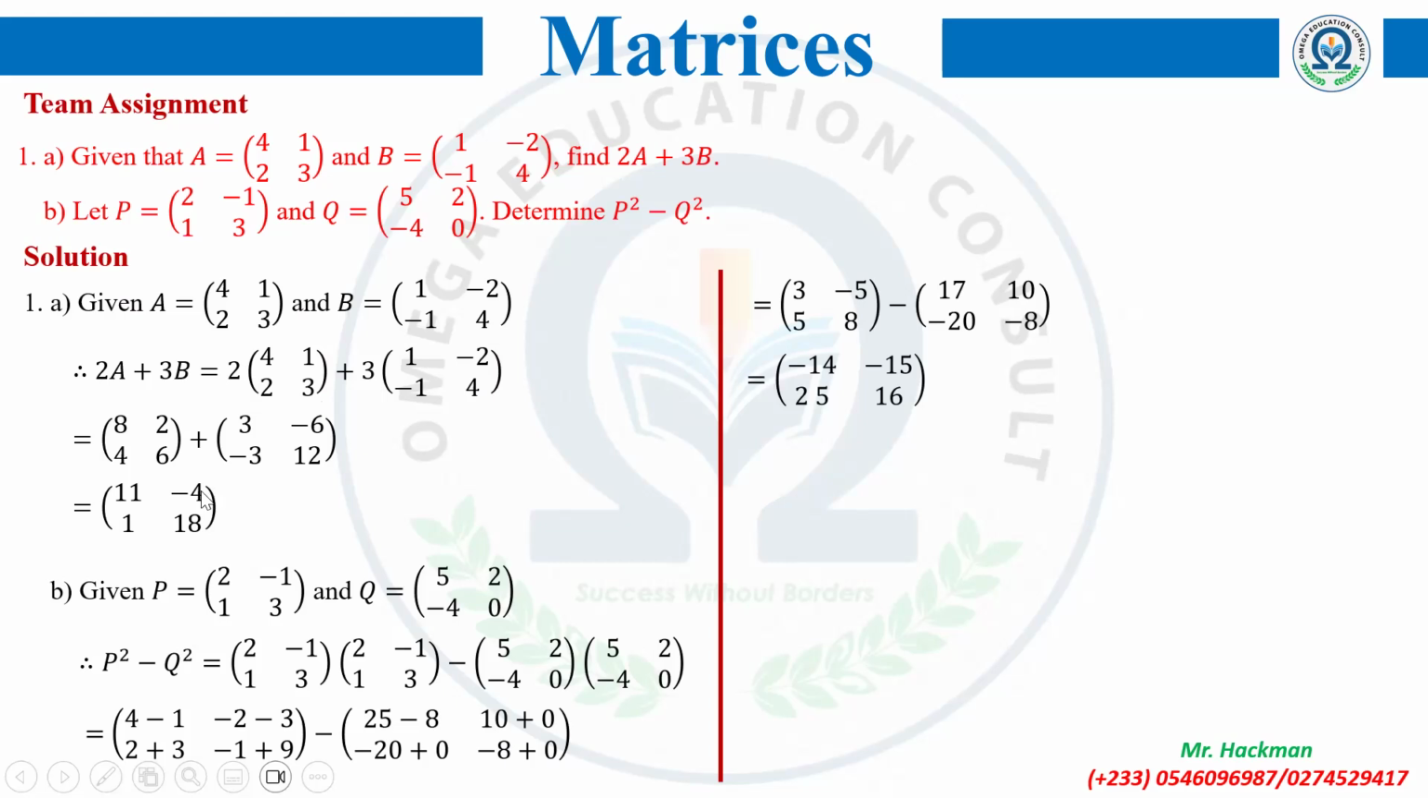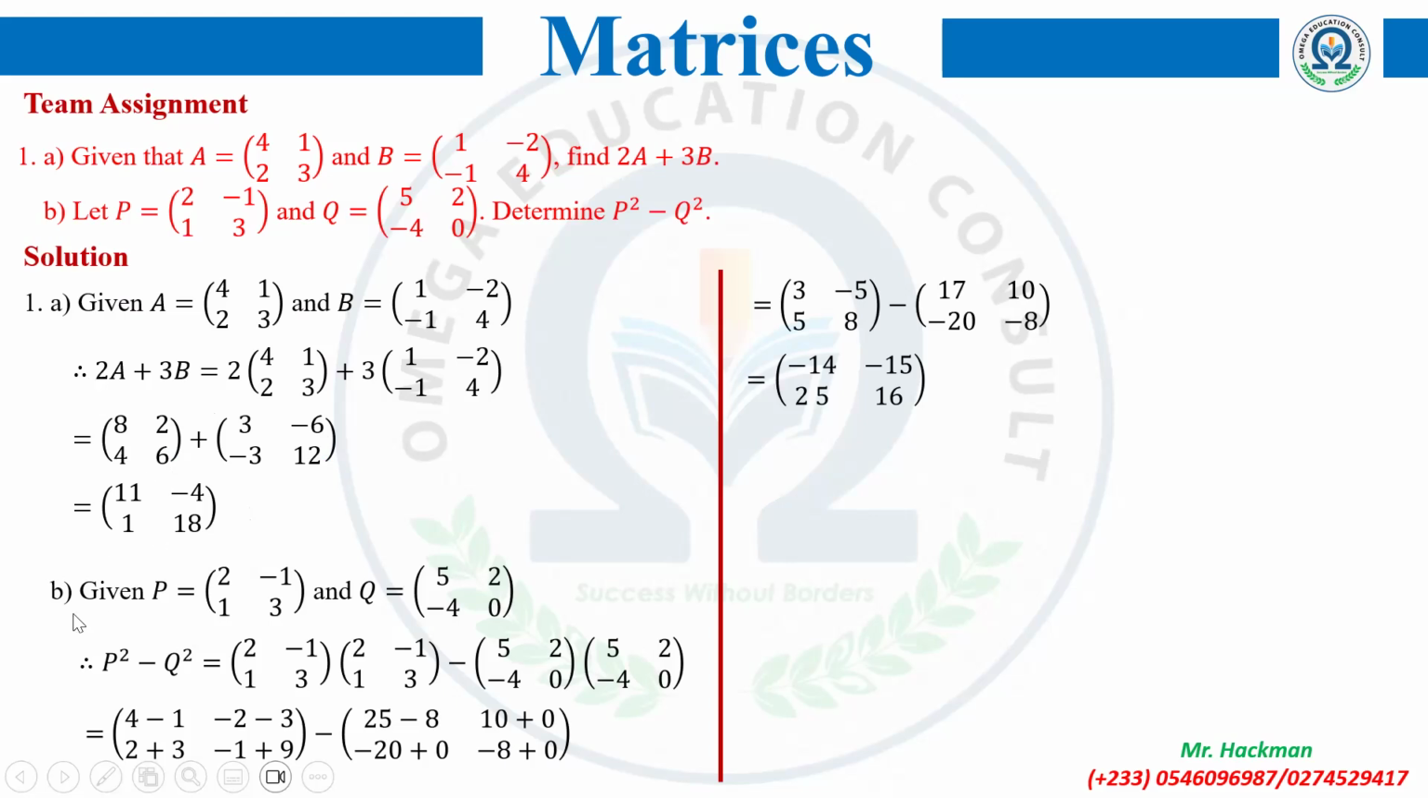At this point, we can use matrix addition, where we add corresponding entries. So it will be 8 plus 3, which gives us 11, 2 plus minus 6, which gives us minus 4, 4 plus minus 3, which gives us 1, then 6 plus 12, which gives us 18. So this becomes our final answer. Remember, "therefore" is here, so our conclusion is embedded in our steps.